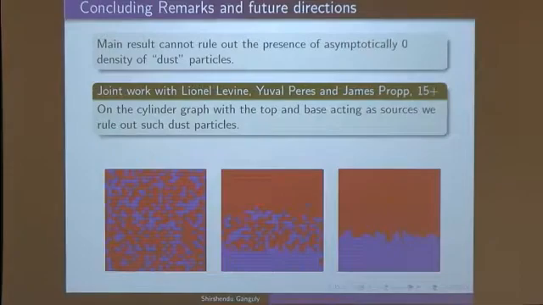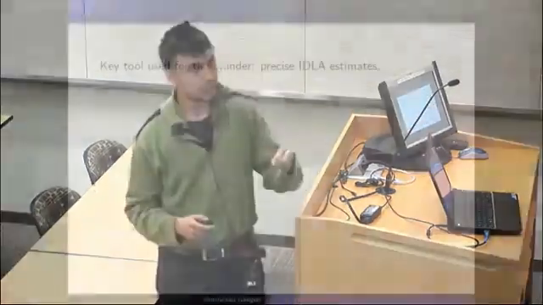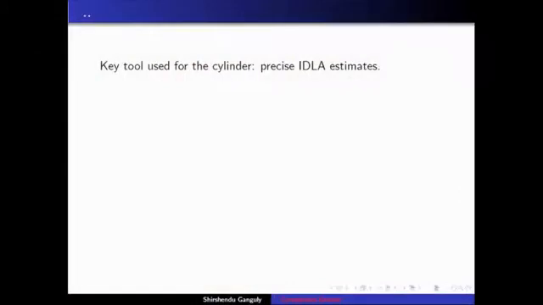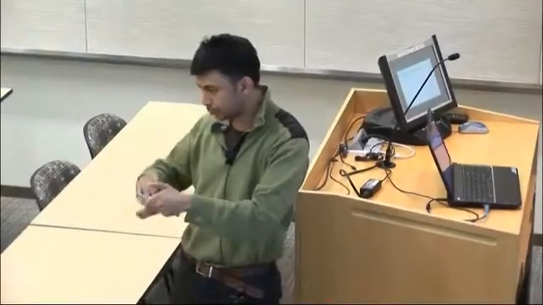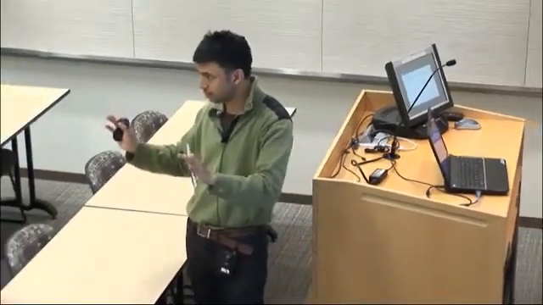But we crucially use the fact that some things were very, very precisely known on this geometry, which is not true for general domains. So we use the fact that IDLA was very well understood on the cylinder. First we proved a similar statement for the cylinder, that there would be some dust particles but very small, and then we used some precise estimates to show that those will be wiped up very quickly.